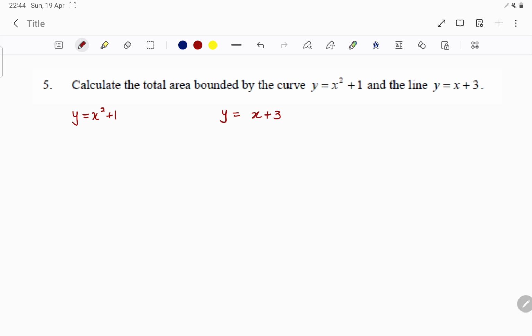This is a quadratic, right? How to know it is quadratic? It is x squared, so it is quadratic, but we don't know whether it is a smiley or sad graph, so you have to check the coefficient of x squared here. It is 1, so it is a smiley graph.